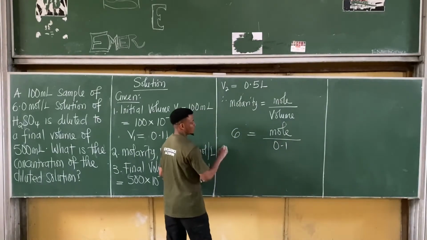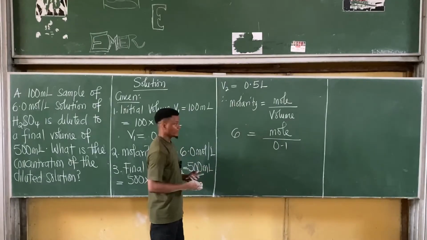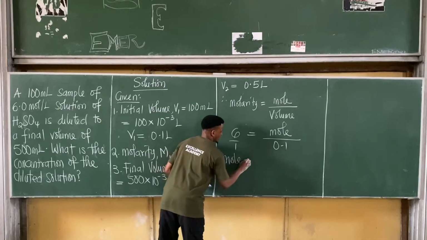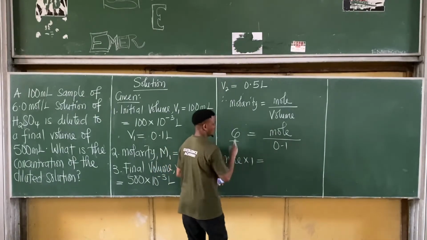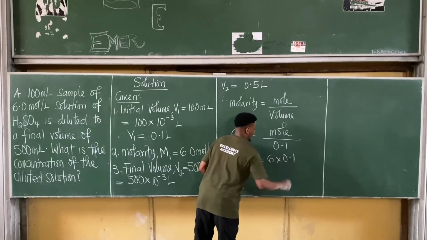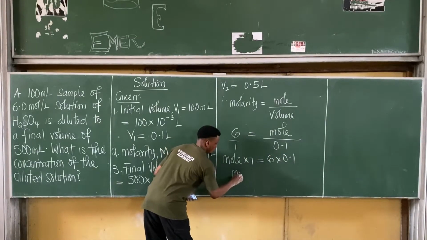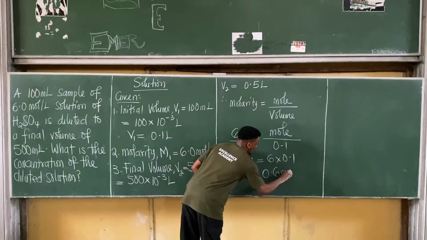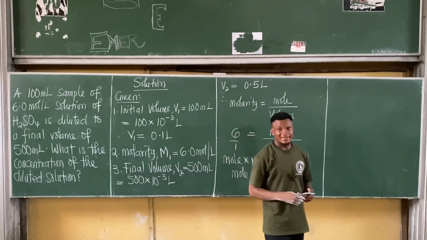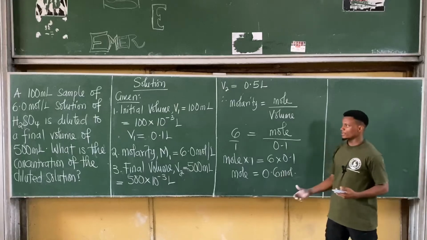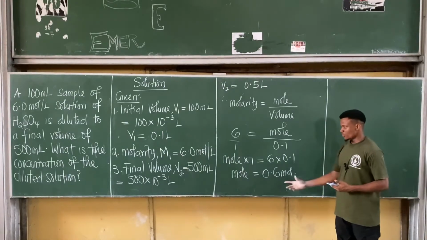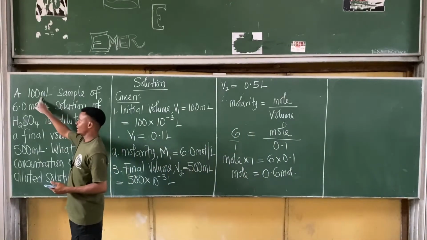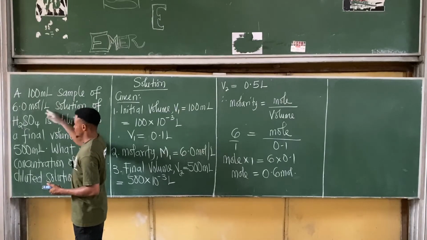From here, to calculate mole, we'll simply have to cross multiply. It becomes all over 1. Mole times 1 is mole, of course, is equal to 6 times 0.1. Mole times 1 gives you mole is equal to 6 times 0.1, which is 0.6 mole. All right, we've gotten the mole as 0.6 mole. This was the mole that was in the initial concentration, the mole before we diluted it into 100 milliliter of the solvent to give us the solution.